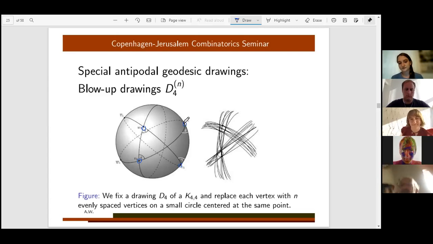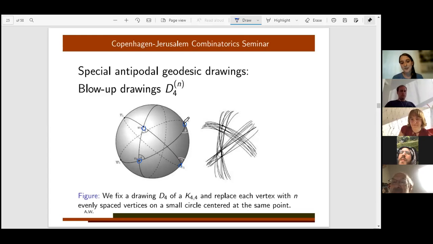This is still going to be, we're kind of blowing up that vertex. And this is still going to be a complete bipartite graph. The sizes of the bipartite classes will be 4n and 4n. And what is happening here is, here we have one edge, and this one edge is going to be blown up to n squared edges.